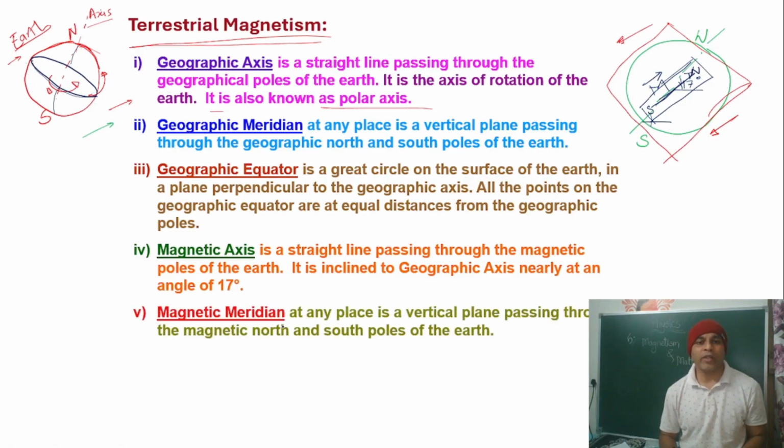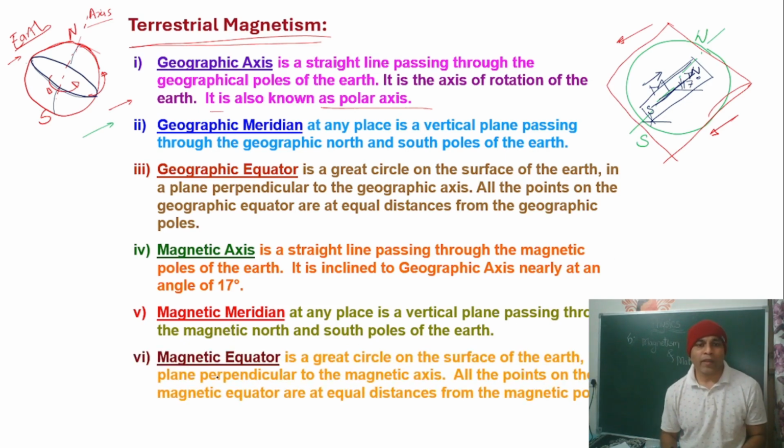Then the magnetic meridian at any place is a vertical plane passing through the magnetic north and south poles of the Earth. So this is the geographic meridian, and this is the magnetic meridian. The magnetic equator is a great circle on the surface of the Earth in a plane perpendicular to the magnetic axis. All the points on the magnetic equator are at equal distance from the magnetic poles.